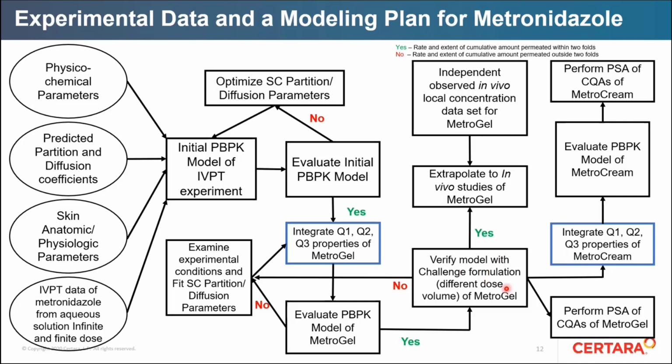And once you know your model is predictive of your in vitro experiments, you then put in your in vivo physiology and try to see if you can predict local concentrations in vivo. And of course, at this stage, we always do extensive parameter sensitivity analysis of all the CQAs or quality attributes, or CBAs, critical to bioavailability attributes, which impact the performance of the drug product.